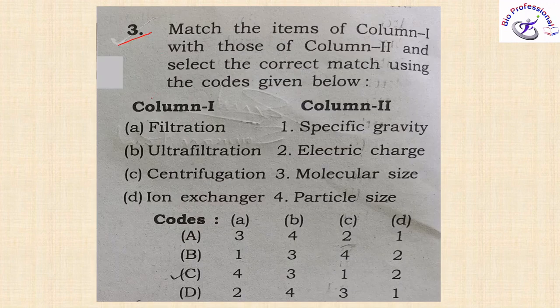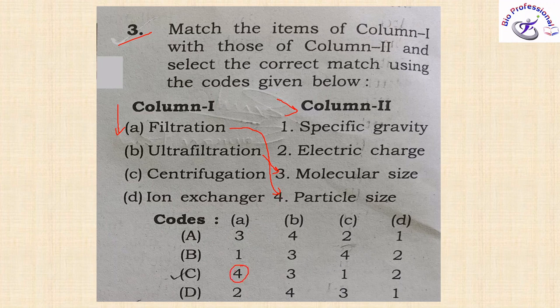Here also we have to match column 1 and column 2. These are the names of the experiments, or you can say separation techniques, and these are the principles on which they work. Filtration works through particle size. If the size of the particles is different, the separation technique works based on this principle. And ultrafiltration is through molecular size. So A is 4. A is filtration.